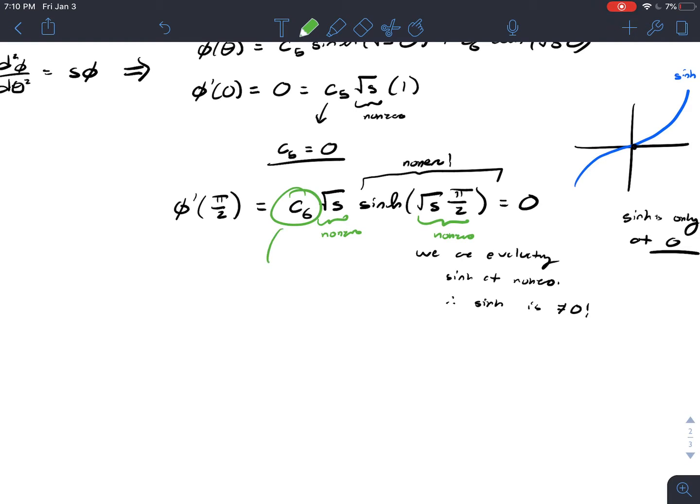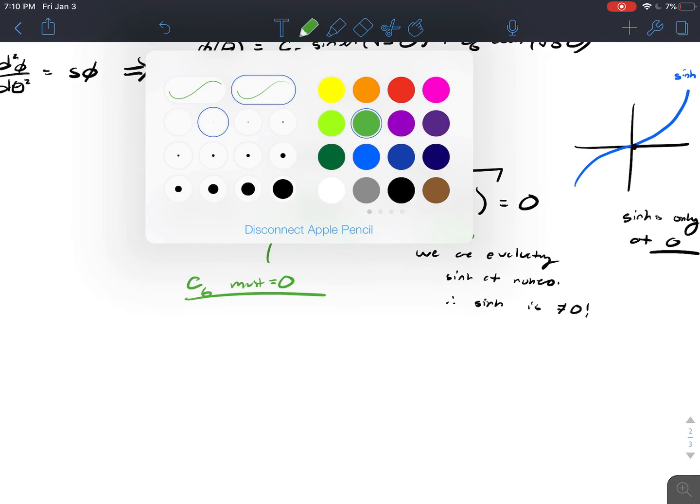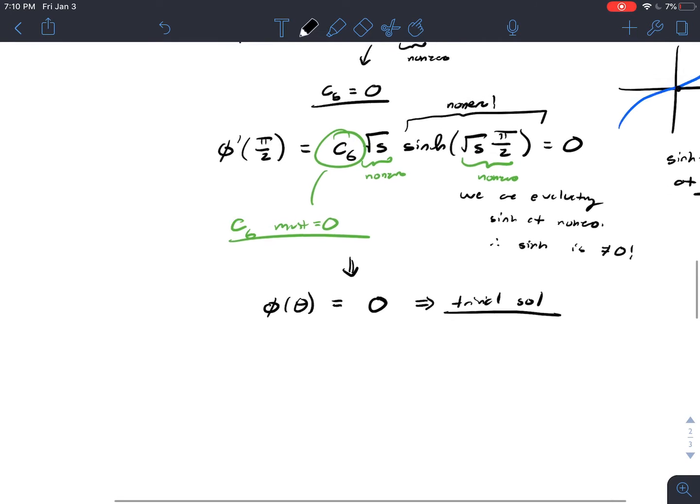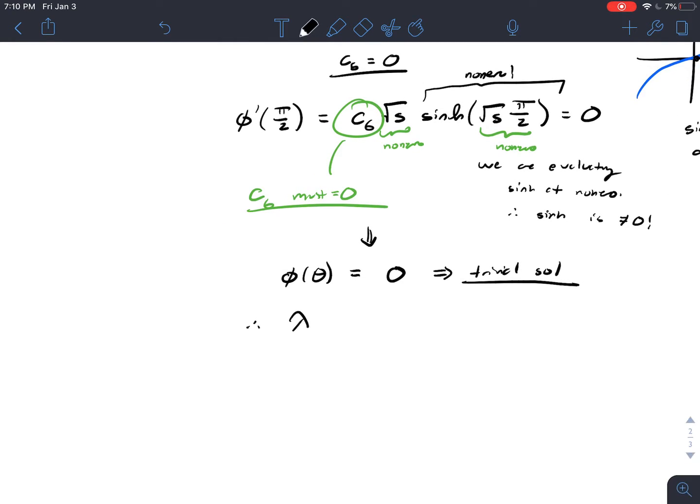So therefore, in order to satisfy this equation, c6, the constant, must be 0. c6 must equal 0. And if we put this all together, this just tells us that phi of theta is equal to 0. And this is just the trivial solution, and that literally tells us no useful information. So therefore, lambda cannot be less than 0.